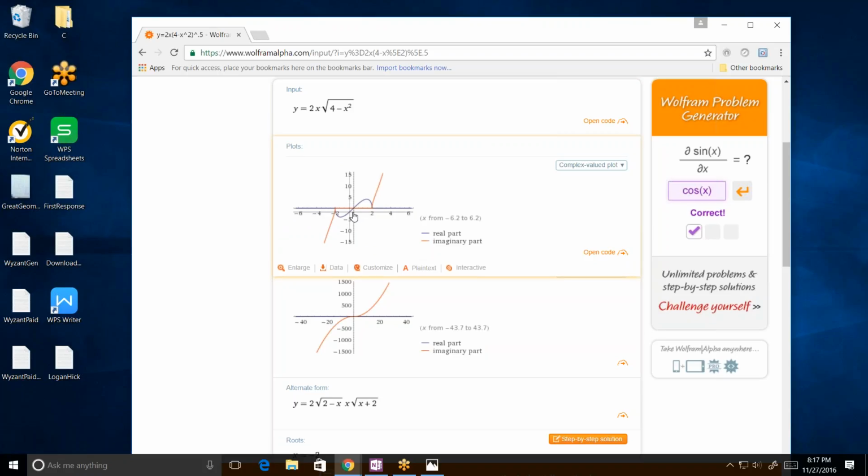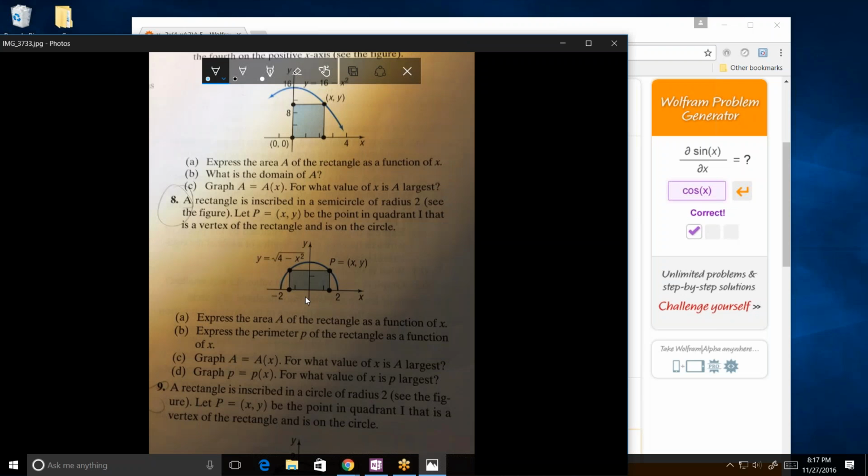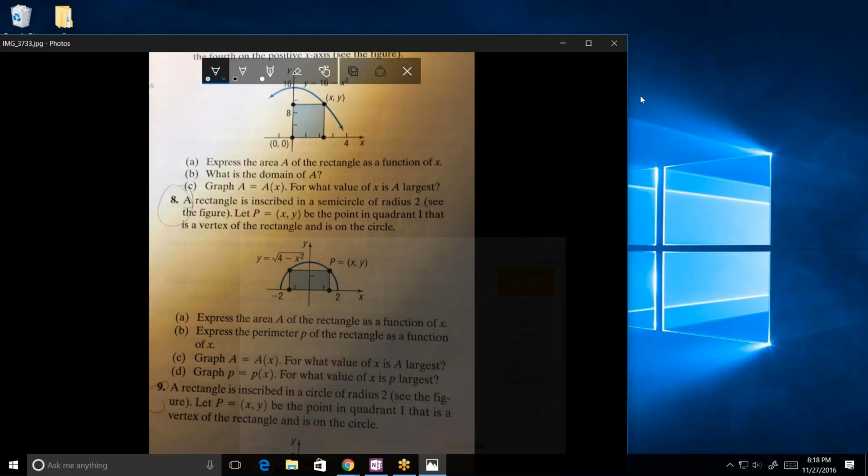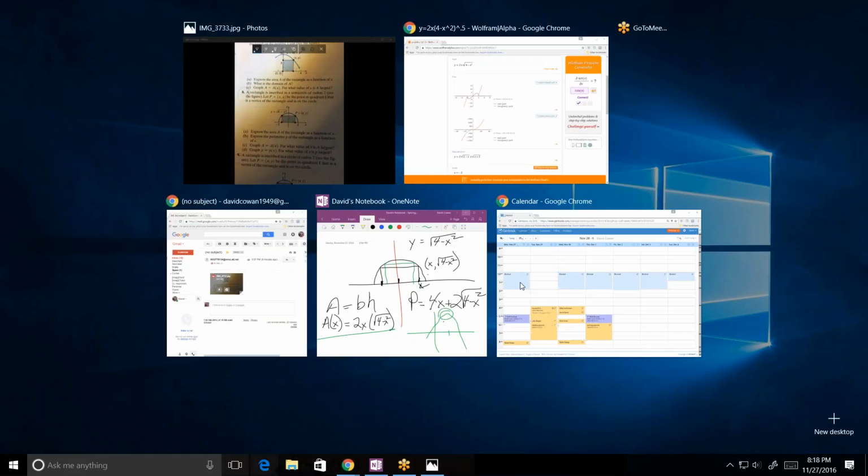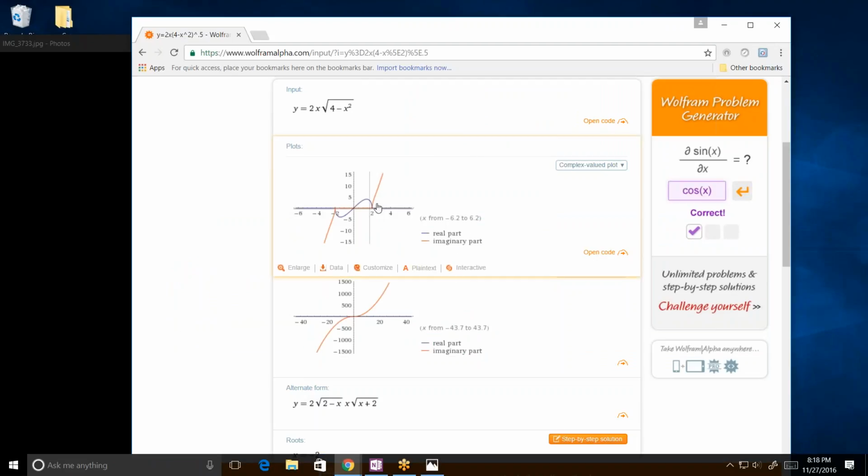In terms of our actual domain, x has to be between minus 2 and 2, and you can see that from the picture. Notice in their picture, x has to be between minus 2 and 2, otherwise it would be outside the circle. So regardless of what this graph were to look like, even if that was blue there, we would still only want the peak in our practical domain, which is minus 2 to 2.